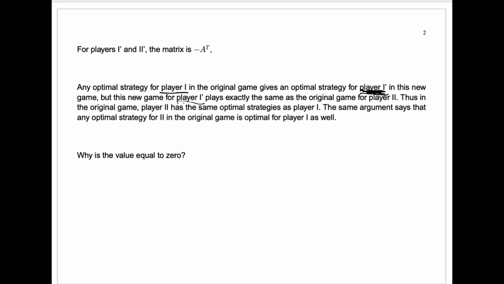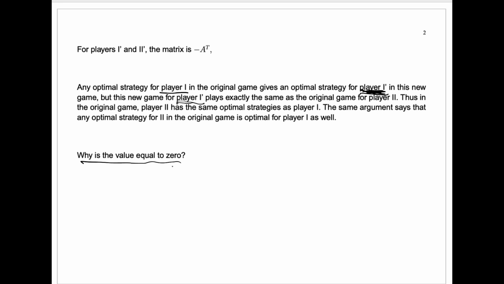But in this new game, this new player 1 plays exactly the same as in the original game for player 2, because that's how we created the new game. We just said, just look at the original game from the new player's perspective. Thus, in the original game, player 2 has the exact same optimal strategies that player 1 had in the original game. This same argument says that any optimal strategy for player 2 must also be an optimal strategy for player 1. So optimal strategies are identical for the two players in this symmetric game.